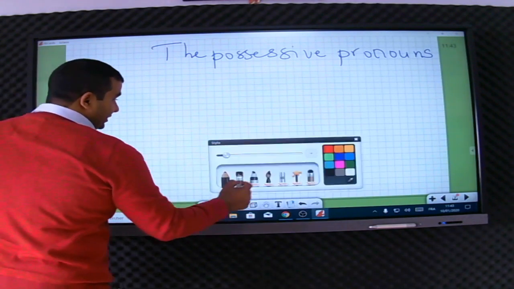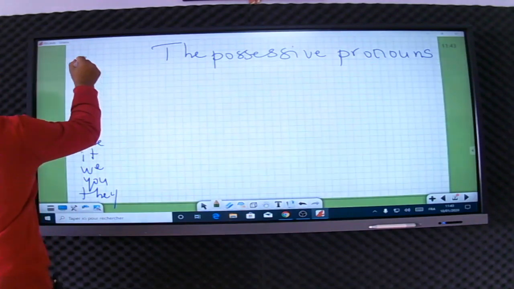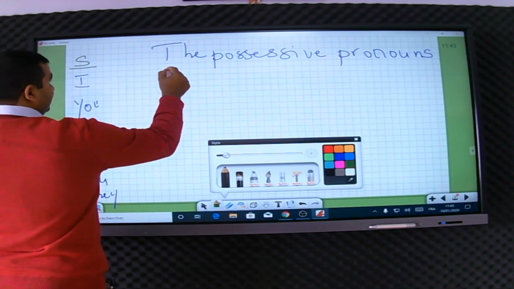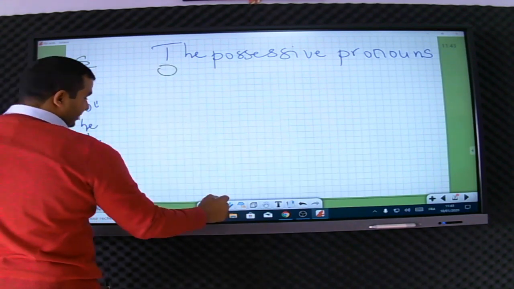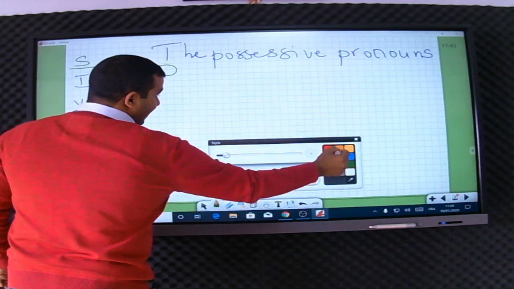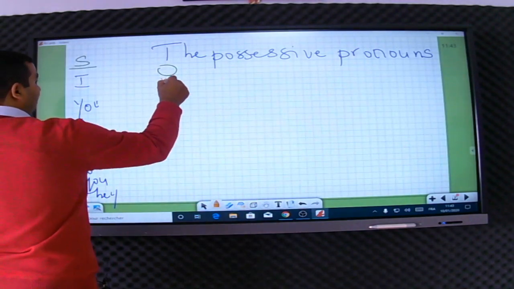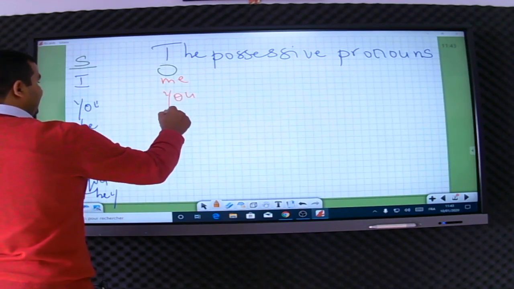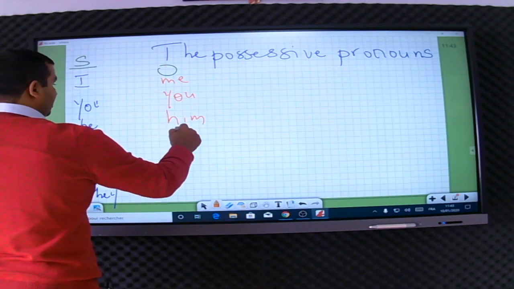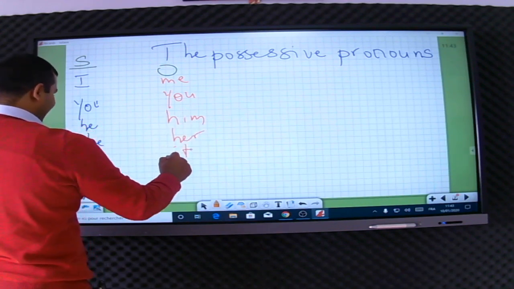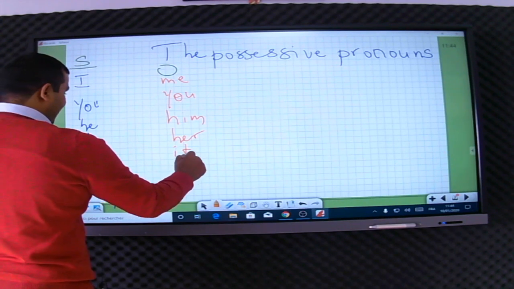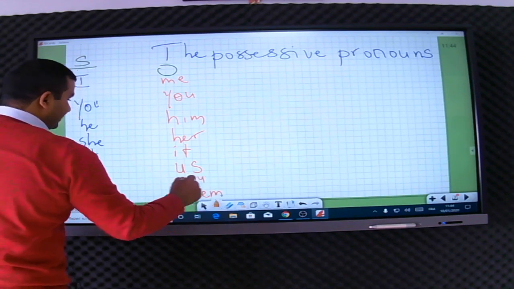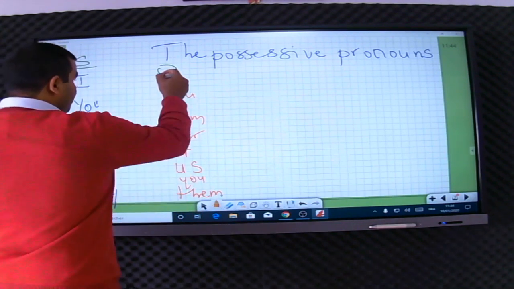So these, as I told you, are subject pronouns. They are subjective pronouns. For objective pronouns, they become what? I becomes me. Okay? And you becomes you, no change. And he becomes him, and her, and it, and us, and you, and them. So these are objective pronouns.